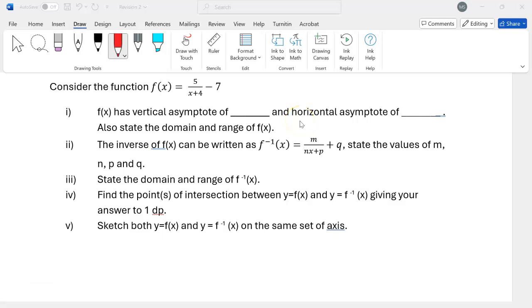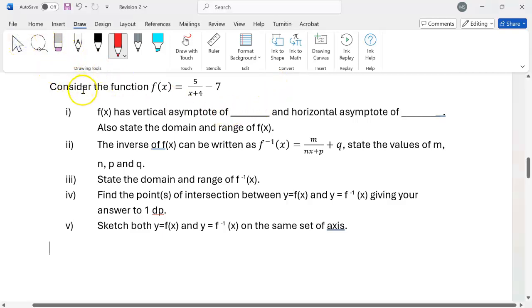Alright guys, this is another question on the inverse. This time around, I'm going to work with the reciprocal function. We know that the reciprocal function will have vertical and horizontal asymptotes. In this case, you are given a function and asked for the vertical asymptote.